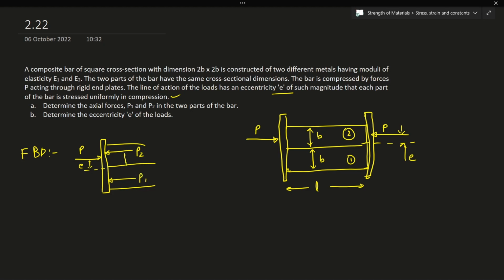So the distance between these two will again be equal to B, because this will be the center of the first element, this will be the center of the second element, and vice versa, right? So now I'll apply the static equilibrium. In static equilibrium, I'll get P1 plus P2 equal to P, and I'll call this equation 1.